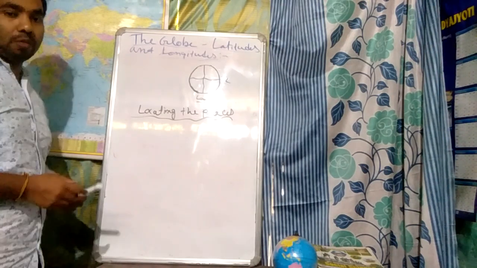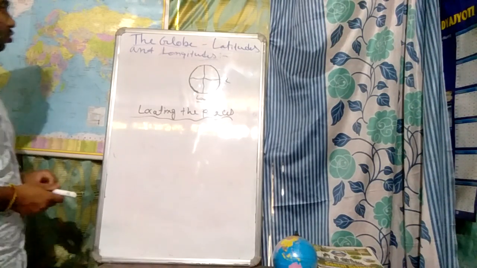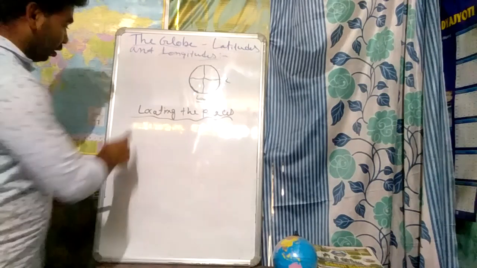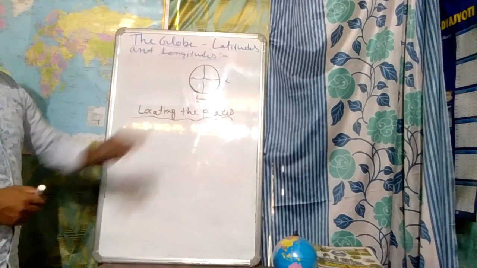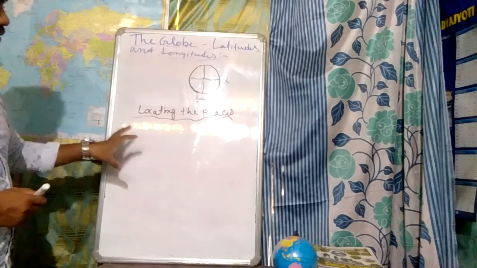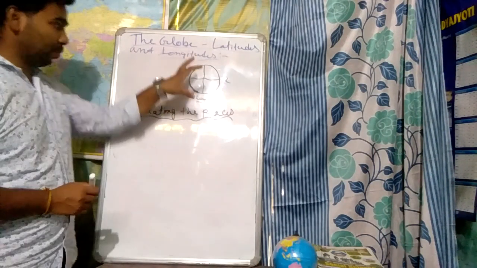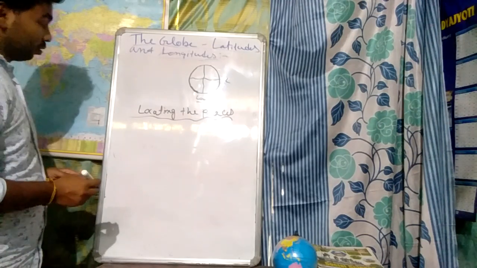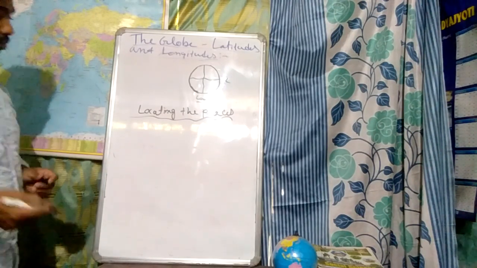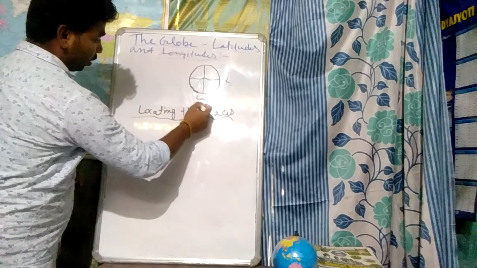Once again, we come back to our remaining chapter, the globe, latitude and longitude. Today we discuss how we locate the places of different parts of the globe, of different parts of the world. Before this class we discussed longitude and latitude.